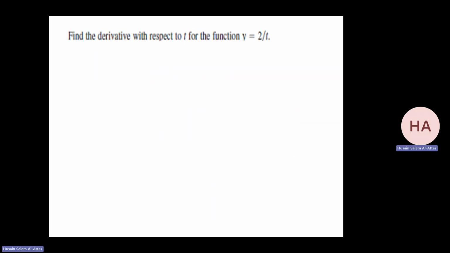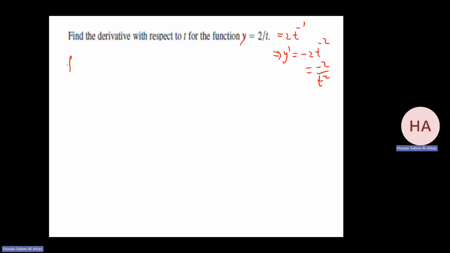Find the derivative. You have 2 over t. We'll do the same. Actually, you can write it as 2t to the minus 1. So this is y. So y prime, we are expecting, will be minus 2t to the minus 2, which is minus 2 over t squared. And this is what I will get.